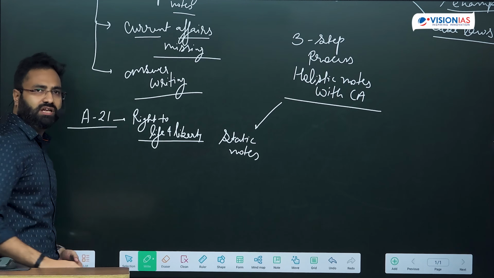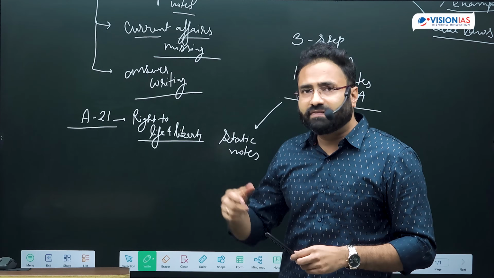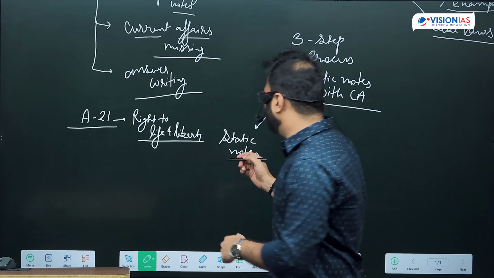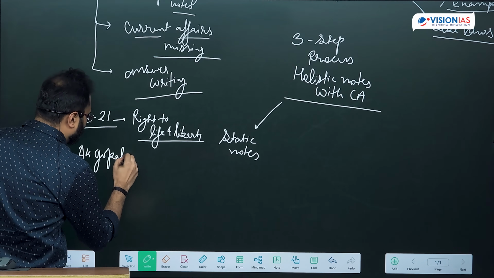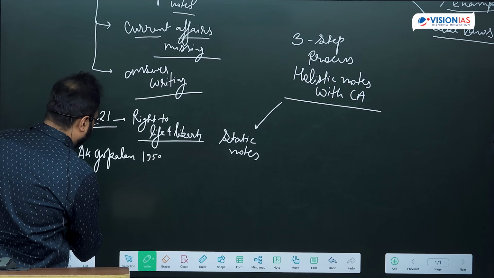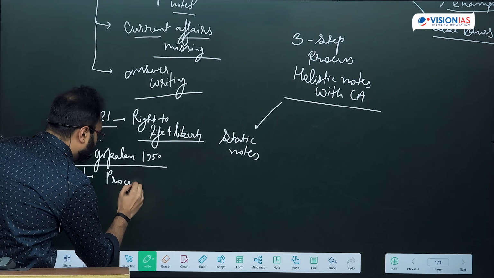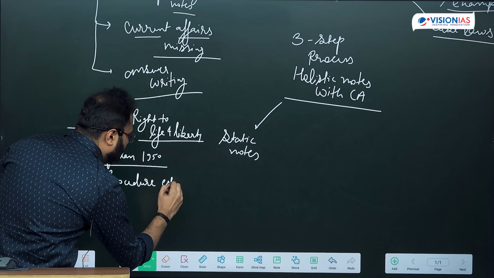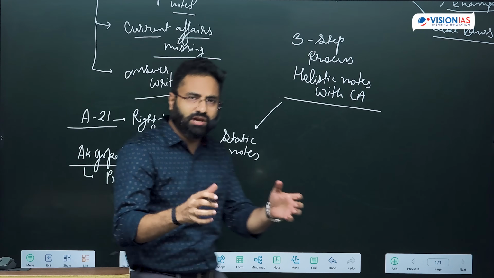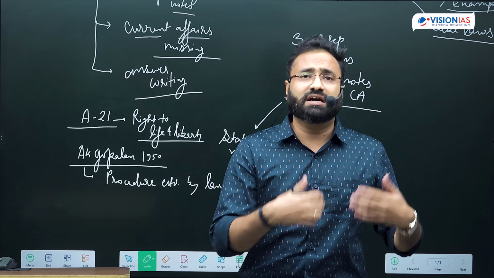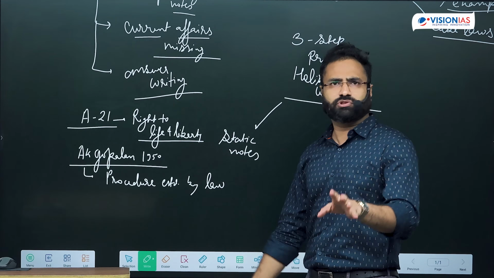Right. So in this particular case, there was an initial interpretation by the Supreme Court of India: procedure established by law. In the case of A.K. Gopalan, which was in 1950, the interpretation by the Supreme Court was procedure established by law. So if there is a law, it does not matter whether it is created for good intent or bad intent. If there is a law, that means that particular procedure is just.